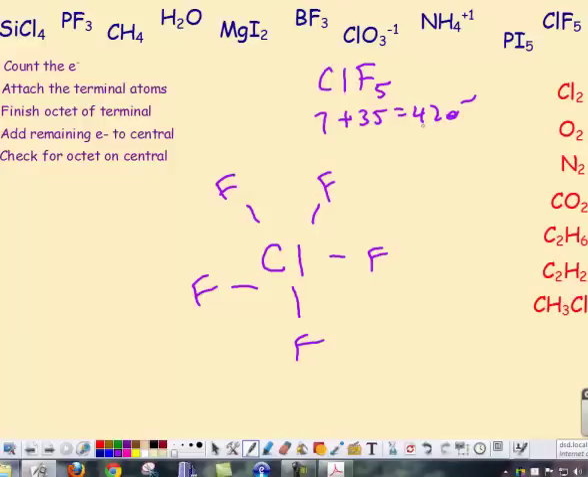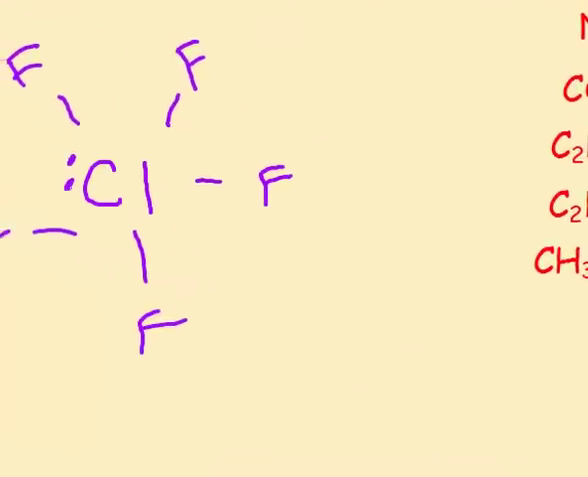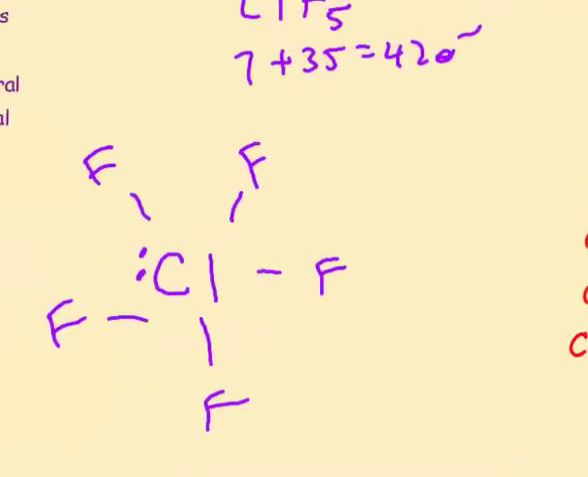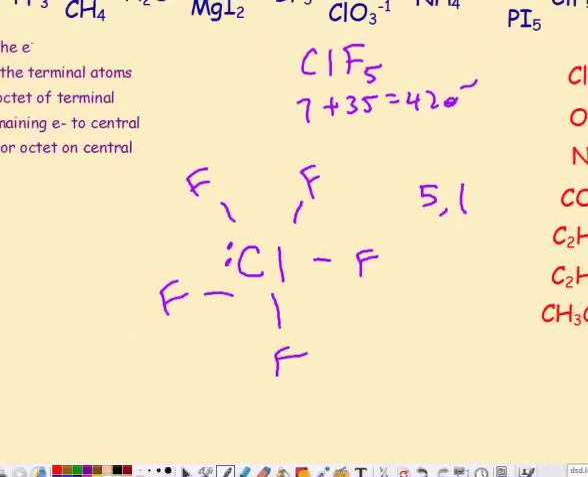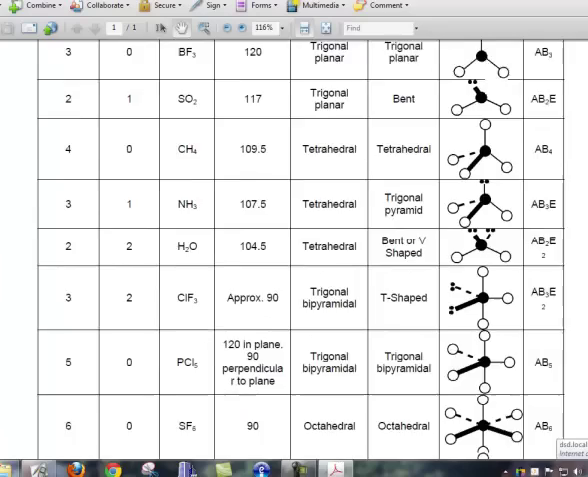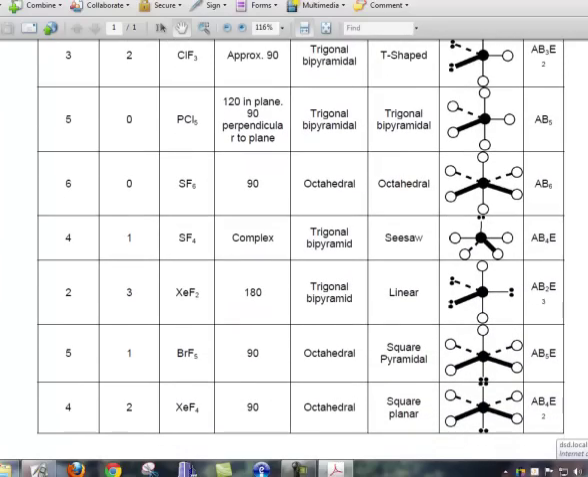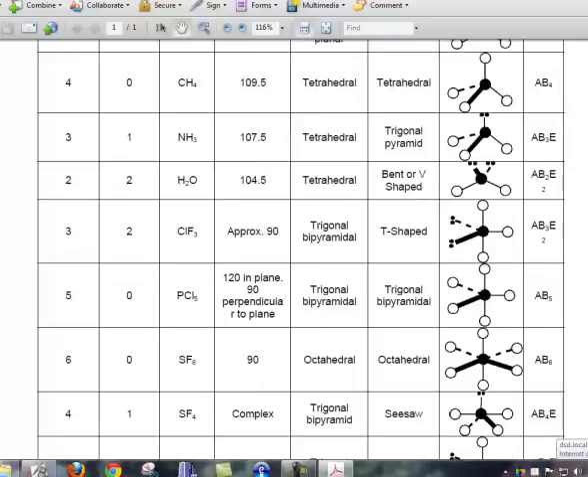42, where do I stick them? Well, again, remember, it doesn't matter. The 2 are going to have to go around the chlorine. When I count the number of bonding and non-bonding electrons, I'm going to have 5 bonding and 1 non. And the last one I did, I would have had 5 bonding and 0 non. Both of those are on our list here down at the bottom. There's 5 and 1. And there's 5 and 0.